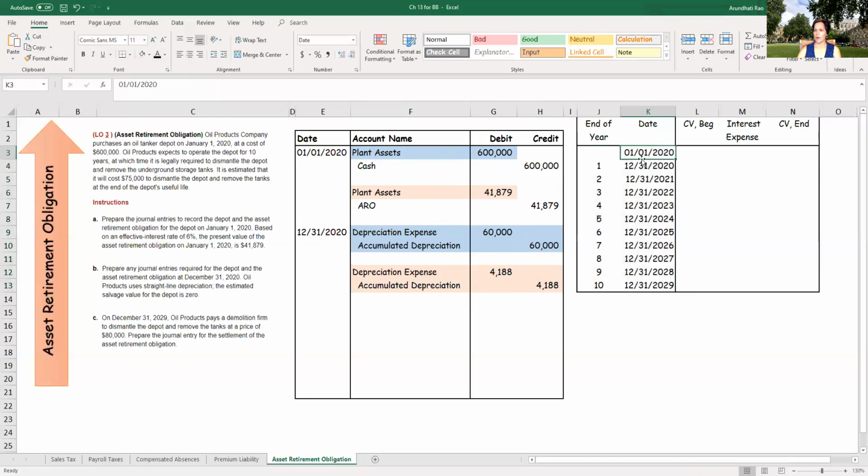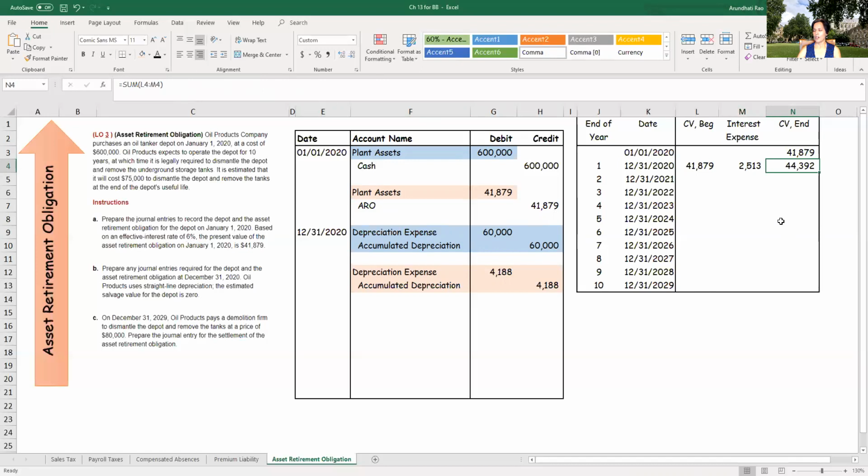So the date I bought the asset, I said the obligation has a carrying value of 41,879. This number, the beginning carrying value, I multiply that by 6% because that's the effective interest rate to arrive at the interest expense. I add it to the previous carrying value to arrive at the new carrying value.